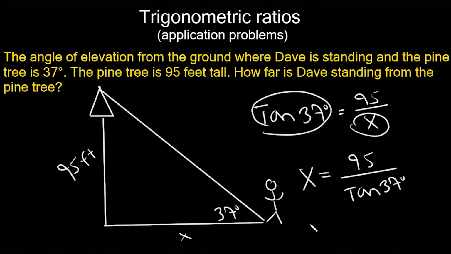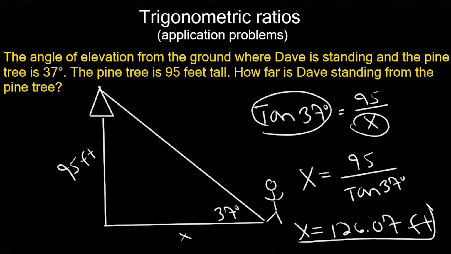Okay? So we're going to go ahead and plug that into our calculator, and we should get that horizontal distance. So when I do that, I do 95, and then I divide by tangent of 37 degrees. Okay? And I get 126.07. Again, I'm rounding to the nearest hundredth here. I'm going to say X is equal to 126.07, and that is going to be in feet. Okay? So there's our answer. So why don't we go ahead and try one more example.